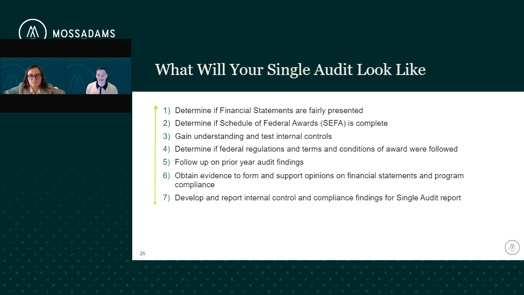Determine if federal regulations and terms and conditions of the awards were followed. Follow up on any prior year audit findings, if there were. And then obtain evidence to form and support opinions on the financial statements and program compliance. And then they'll develop and report internal control and compliance findings for the single audit report.